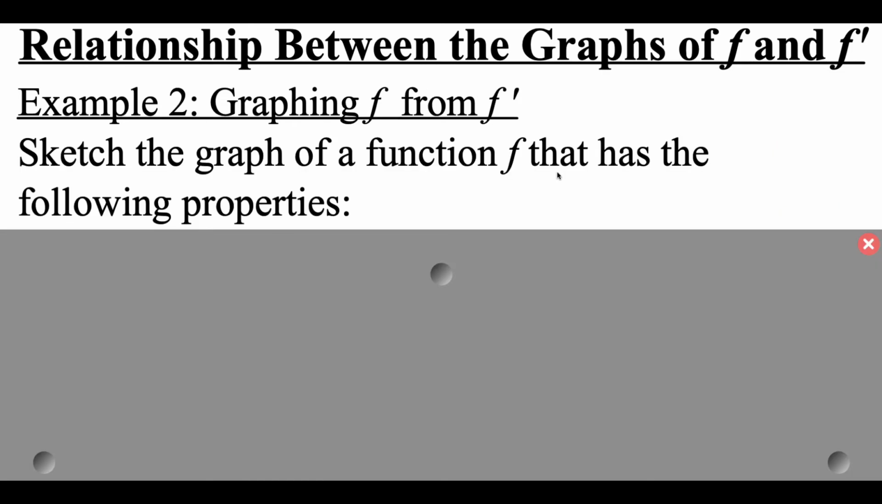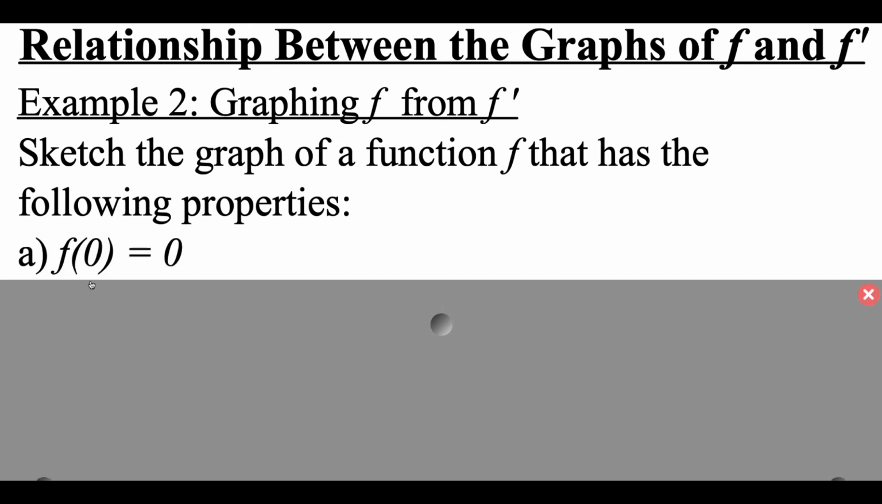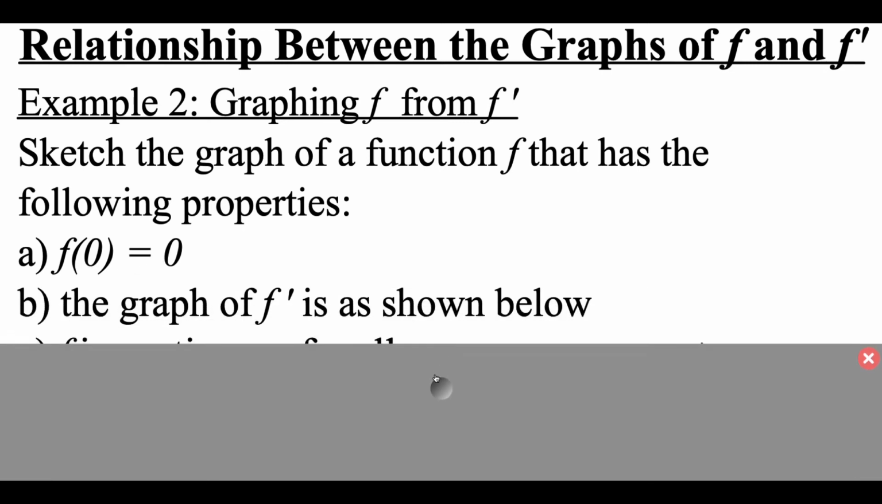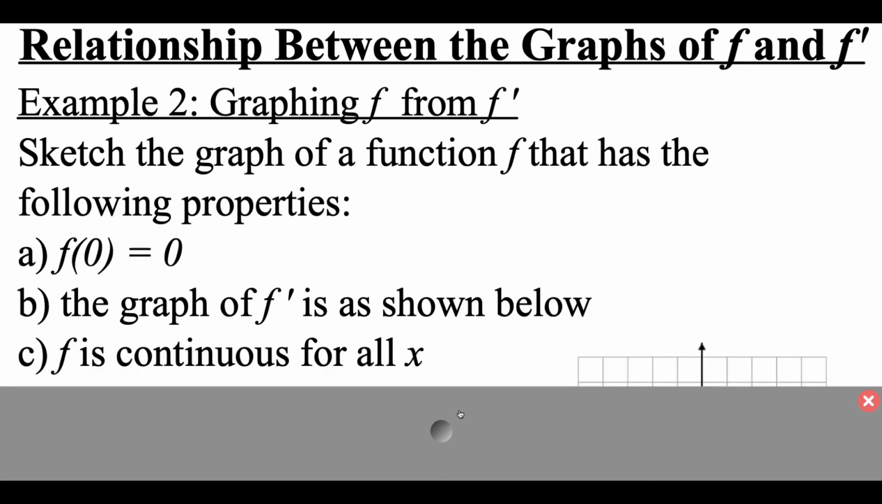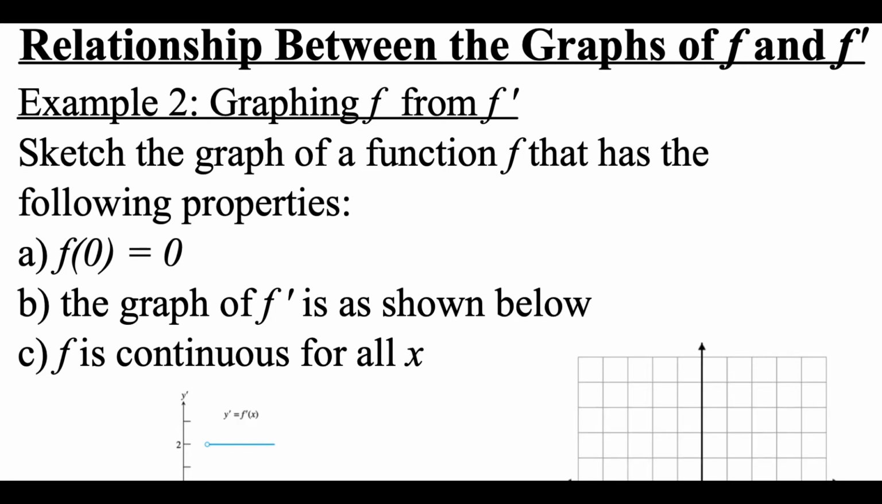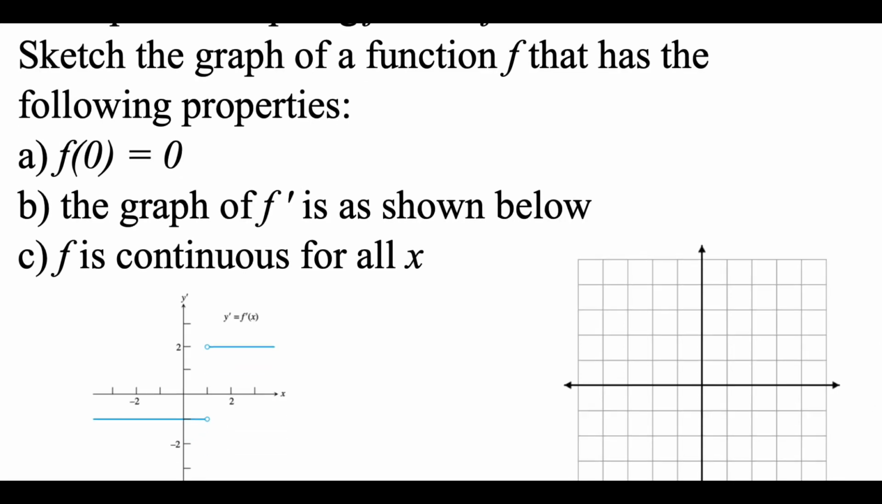Now in this example, we're going to do kind of the opposite. We're going to be given a graph of the derivative of f, and we're going to use it along with some other constraints to help us draw a picture of the graph of our function f. The first constraint is that we want f of 0 to be 0. The second constraint is that we have the graph of the derivative as shown below. And our third constraint is that f is continuous for all x values. I'm going to scroll down just a little bit here.